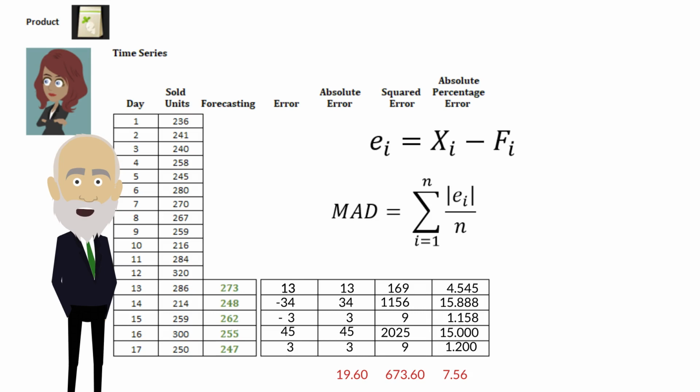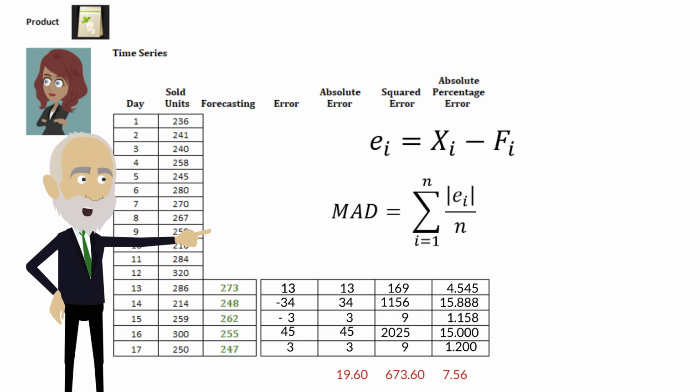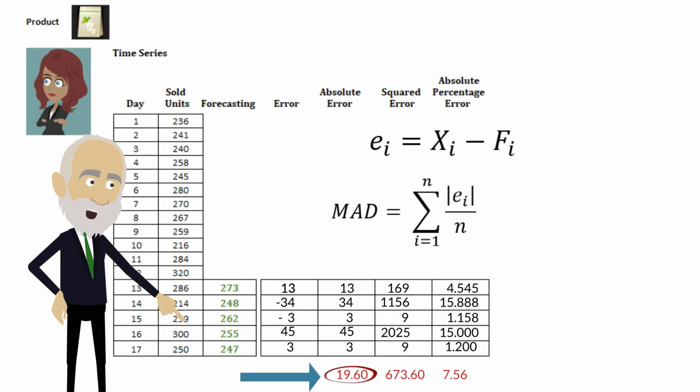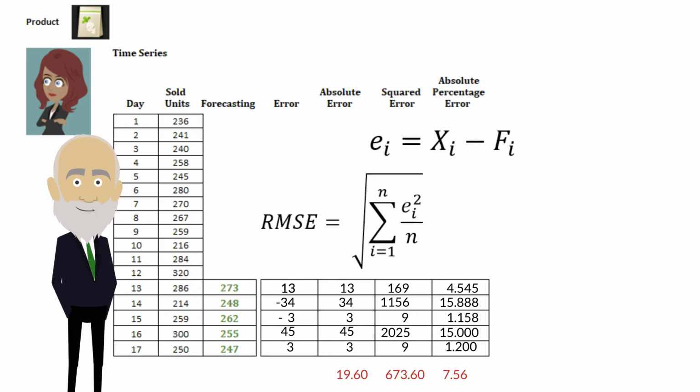We will start with the mean absolute deviation, also known as the mean absolute error. Its formula is as shown here. And for this example, the value is 19.60. The next error measure is the root mean square error. This is the formula we use to compute this error measure. And, as you can assume in this example, it corresponds to the square root of 673.60.